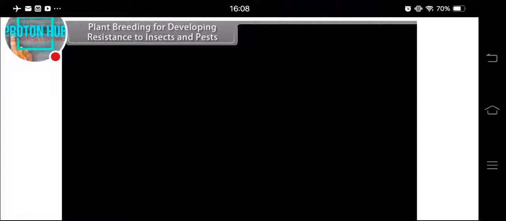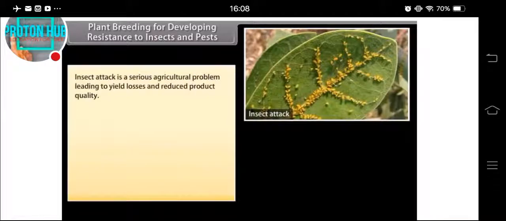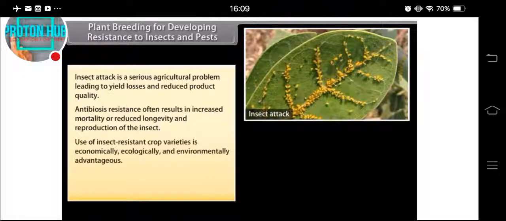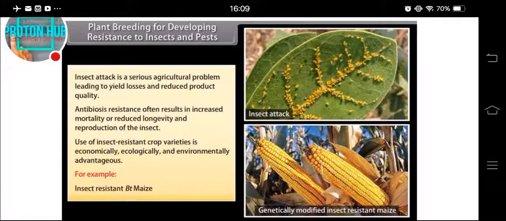Plant breeding for developing resistance to insects and pests. Insect attack is a serious agricultural problem leading to yield losses and reduced product quality. Antibiosis resistance often results in increased mortality or reduced longevity and reproduction of the insect. Use of insect-resistant crop varieties is economically, ecologically, and environmentally advantageous. For example, insect-resistant Bt maize.